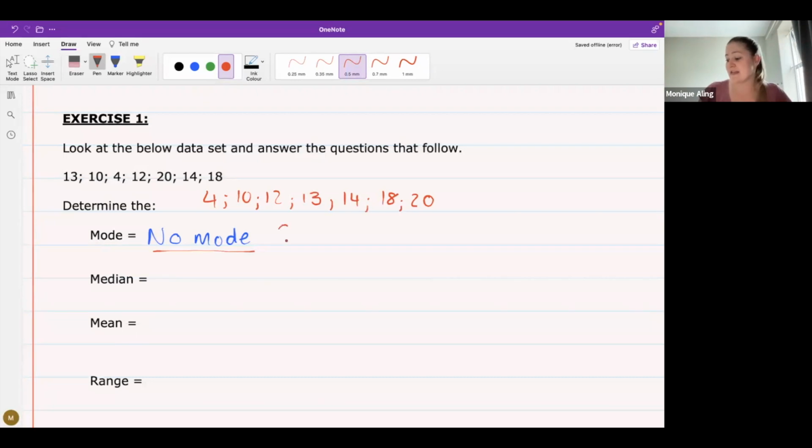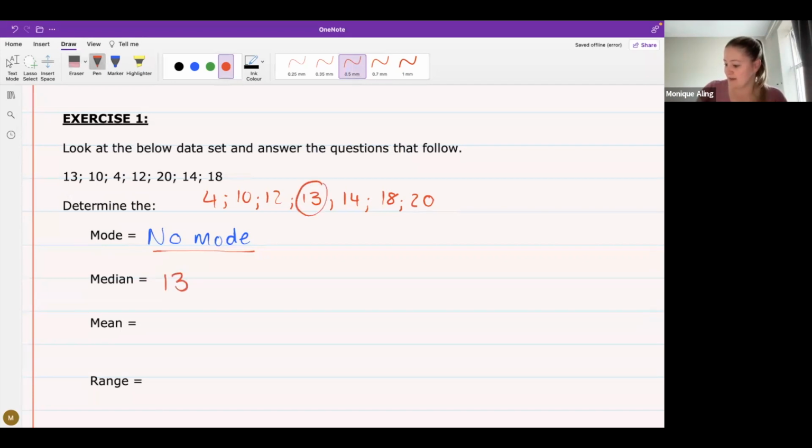You can't say 0 because then you're saying the number 0 is being shown the most in the data, and there is no number 0. So you must say no mode. Okay, then I see quite a few median answers coming through, and the median is in fact 13, which most of you have written down. Well done.